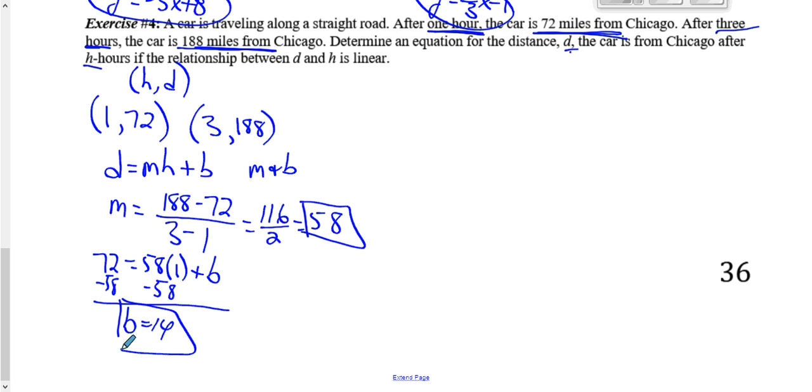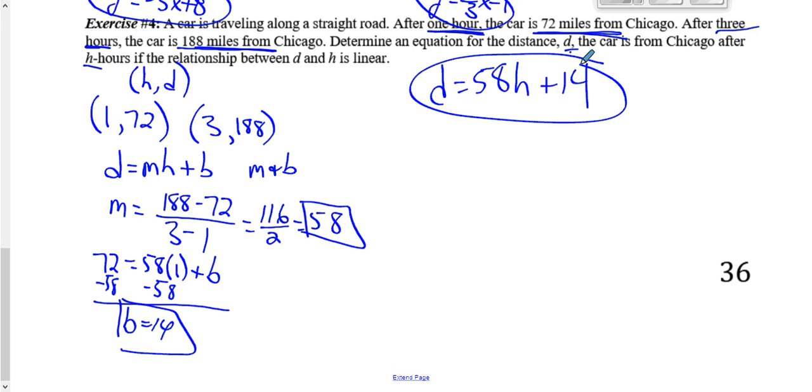What is it? d equals 58h plus 14. Okay? How fast is he driving, by the way? Very fast. 58 miles an hour? Okay, they kind of get it now?